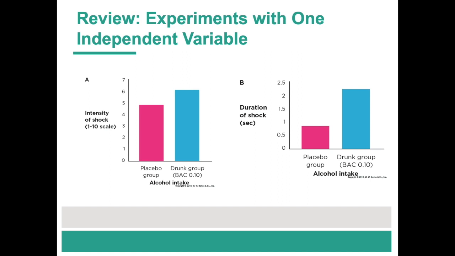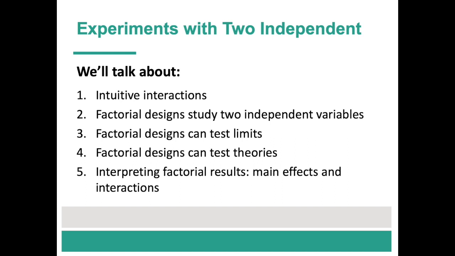However, the relationship can be more complicated than that. So when we talk about experiments with two independent variables, we're going to talk about what an interaction is and the different ways that you can design experiments with two independent variables. And then at the end, we're going to very briefly talk about how things were interpreted.